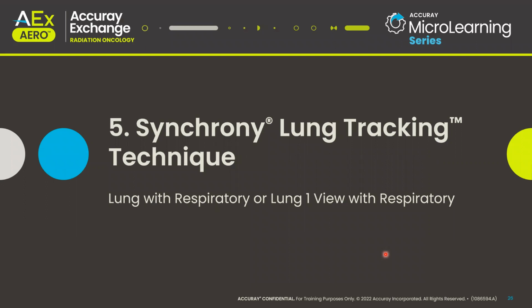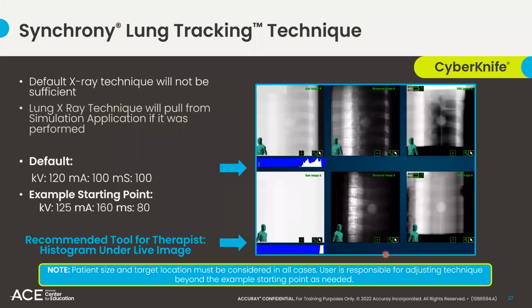Finally, let's talk about synchrony lung tracking, so setting X-ray technique for these lung targets. Many things we've already talked about apply to lung tracking. First of all, since lung targets are always off of midline, consider setting individual technique for each camera. Second, always decrease your ms to at least 80, since lung targets are moving significantly with respiration. So in our example starting point, we have 125 kV, 160 mA, and 80 ms.